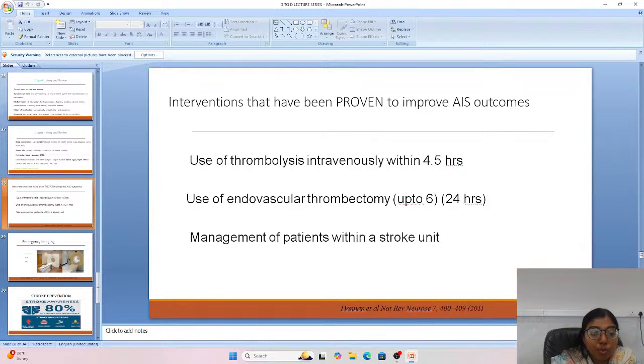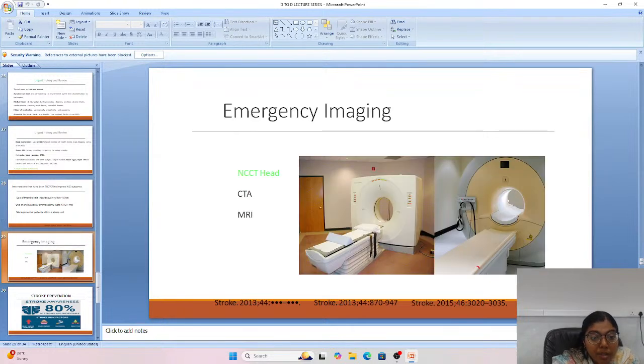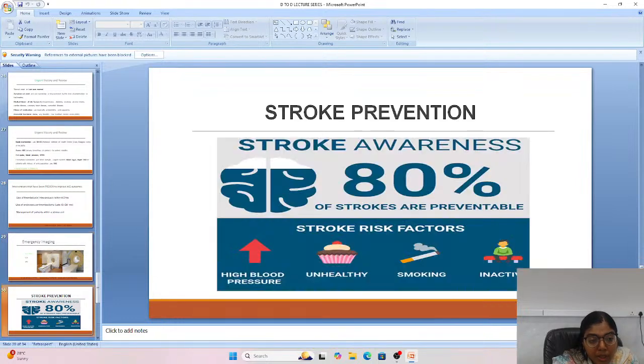Then what are the proven interventions for acute ischemic stroke? First is the use of intravenous thrombolysis within 4.5 hours, and use of endovascular thrombectomy up to 6 hours. It is proven, but under certain special situations it can be done up to 24 hours. Then management of patients within a stroke unit. For emergency imaging, we need to do NCCT head and CT angiography. MRI when it is required, like in the case of a wake-up stroke, we need to look for a diffusion-perfusion mismatch, then we need to do MRI.